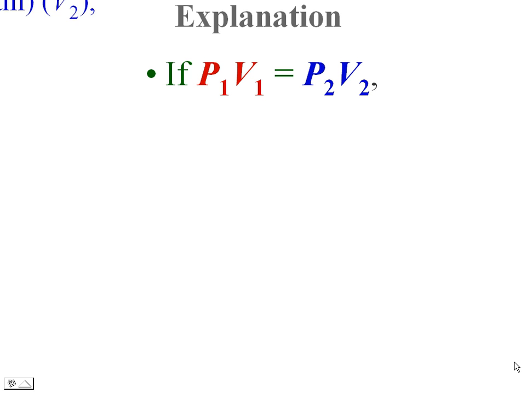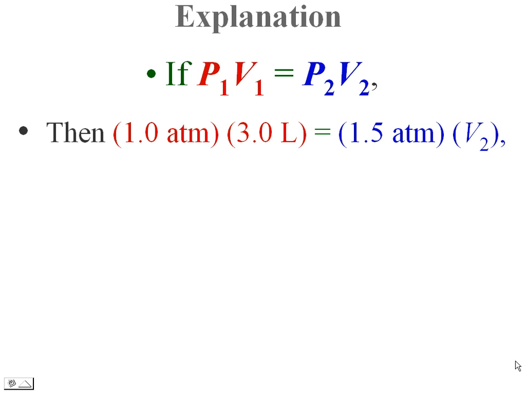Explanation. Here is the formula, P1 times V1 equals P2 times V2. We're going to take the numbers that we had underlined and put them in the proper spots. So the P1 number was 1.0 atmospheres and the V1 volume was 3.0 liters. The P2 atmosphere was 1.5, and we are looking for the V2.